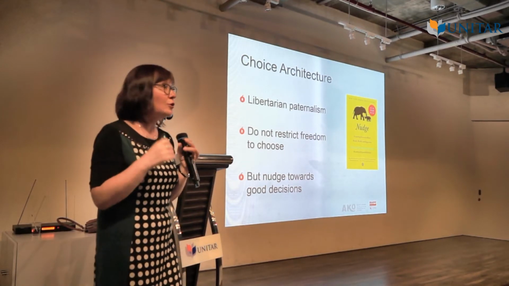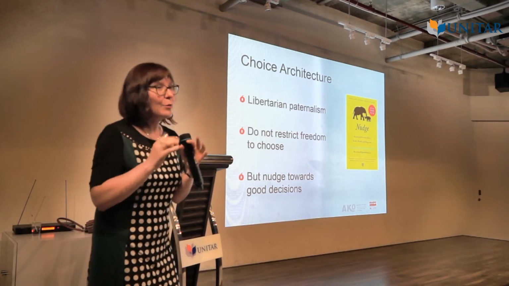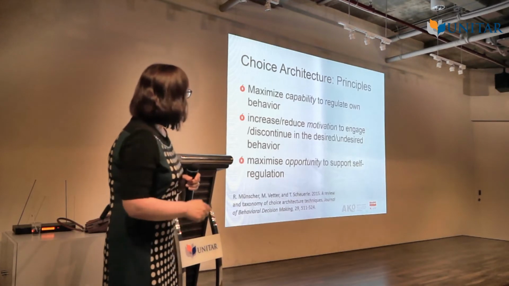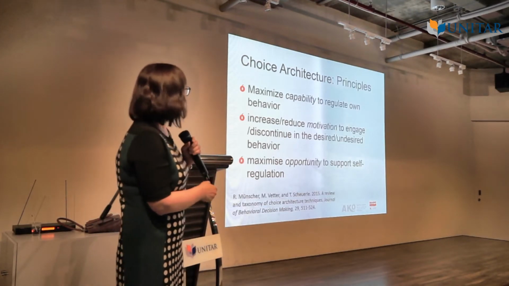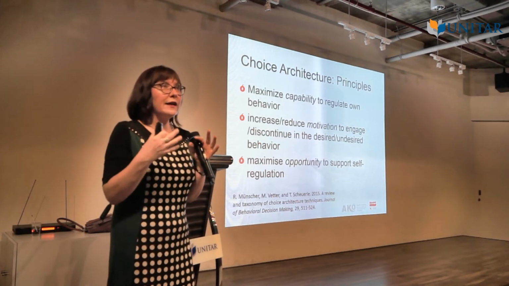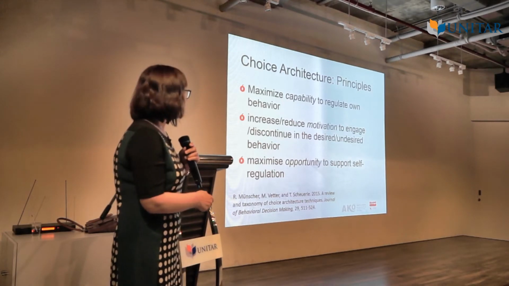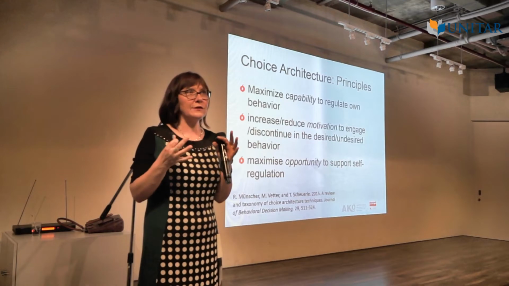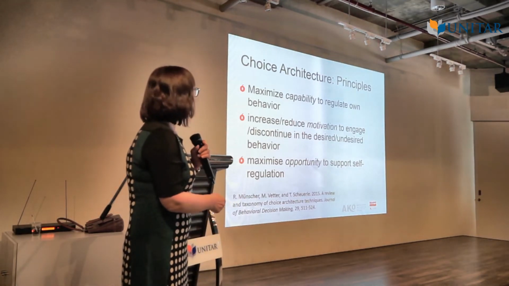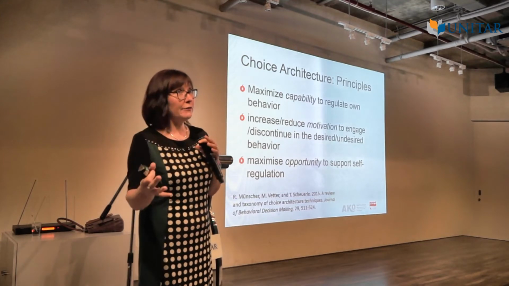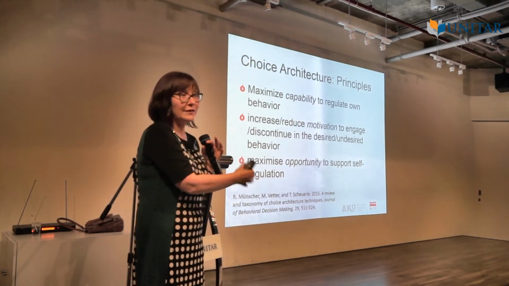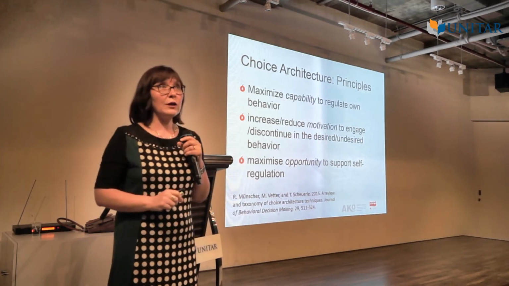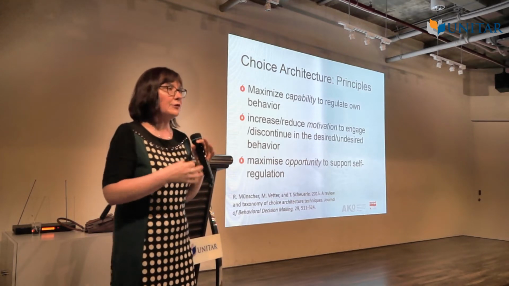And these good decisions are not based on what's good for the company, but what is good socially, okay? Looking at the common good. So the principle is basically people have capability when they're making a choice. They have motivation and they have opportunity. So we want to maximize the capability to know what decision is a good decision, okay? We want to increase the motivation to engage in good behaviors and decrease motivation to engage in suboptimal behaviors. And we want to maximize the opportunity for self-regulation, to basically teach them how to be better learners or better decision makers.